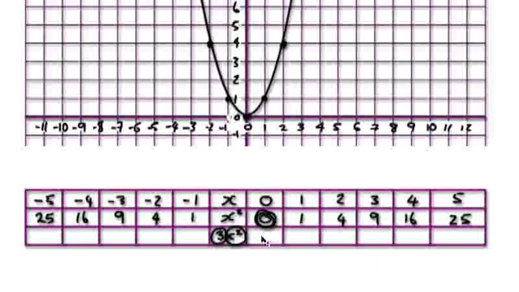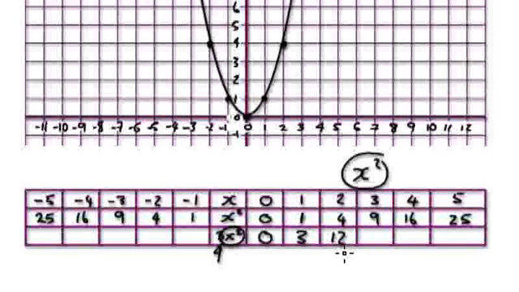So 0 times 3 would be 0. Now x squared was 1 here, but we got to times it by 3. So here it was 4. X squared was 4, and now we've got to times it by 3, so it would be 12. The new point will be 12. So here, you could go on.